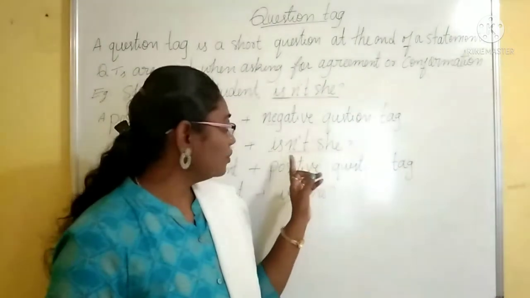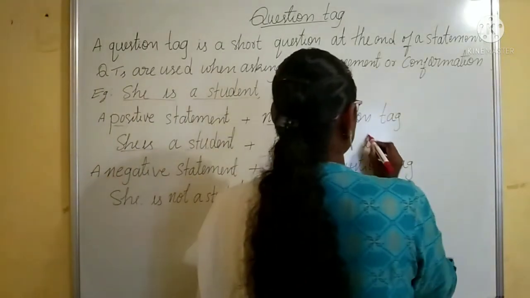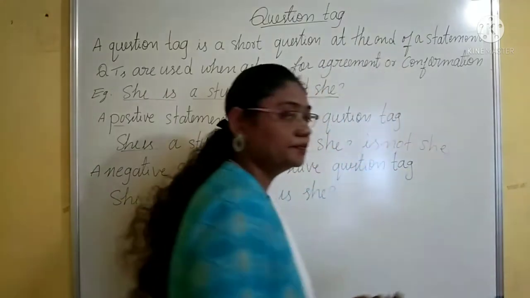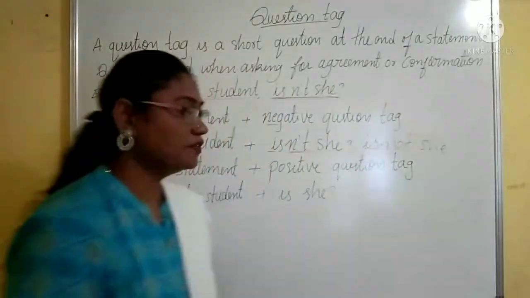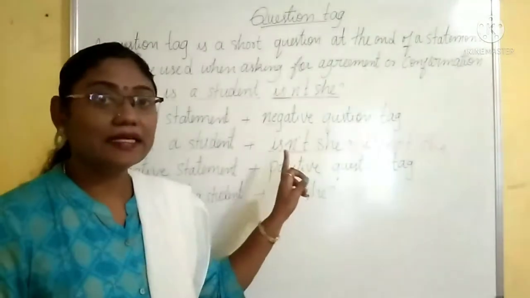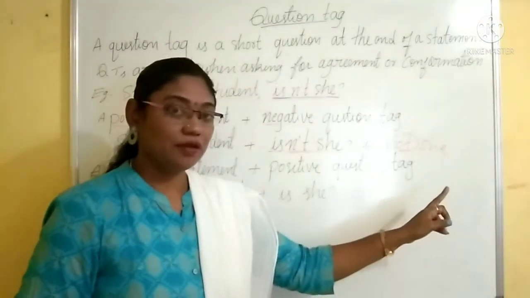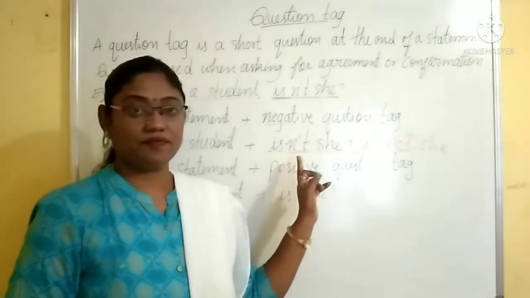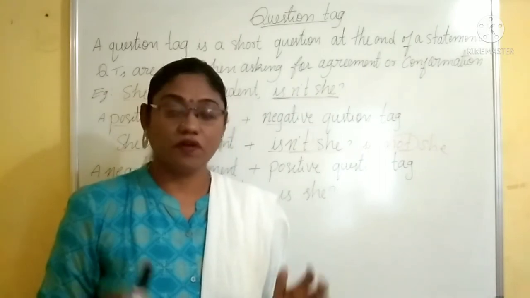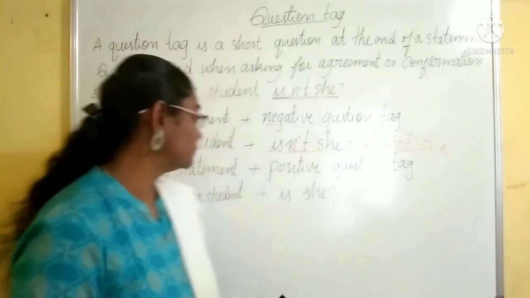And why did I use only the contracted form? Let me show you. Is not she. See here, this is the expanded form, is not she, and I made it a contracted form: is not she became isn't she. We have to use only contracted forms in a question tag. Yes, this is also to be remembered.